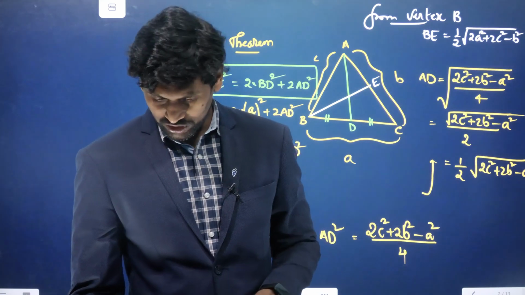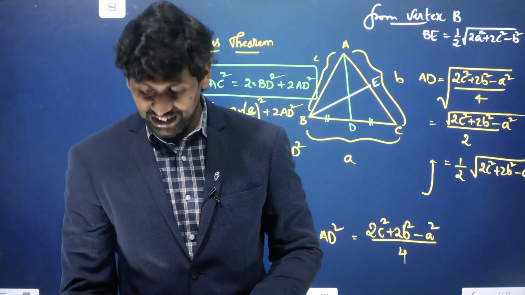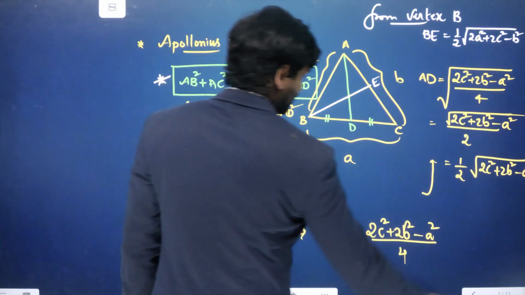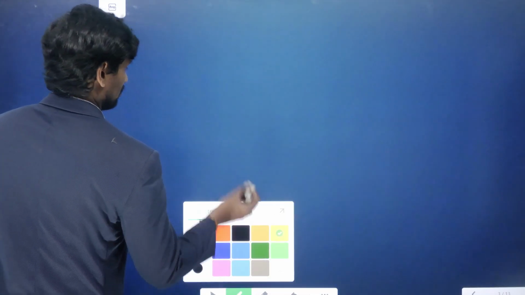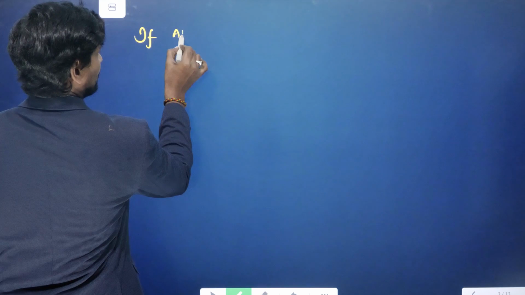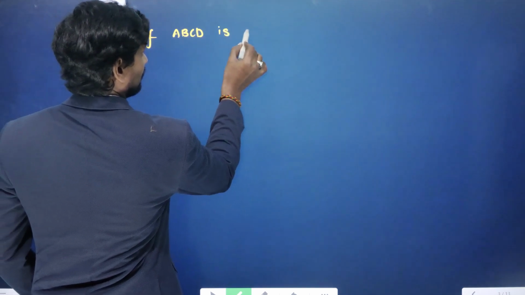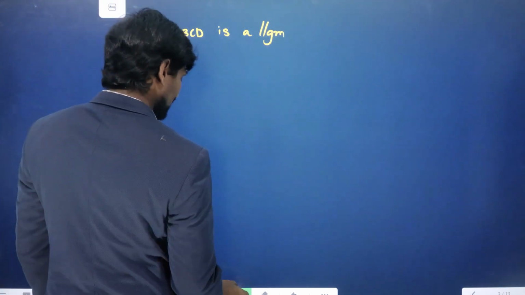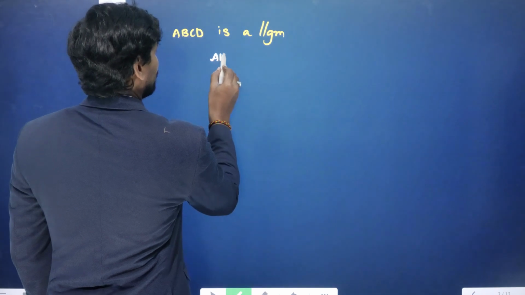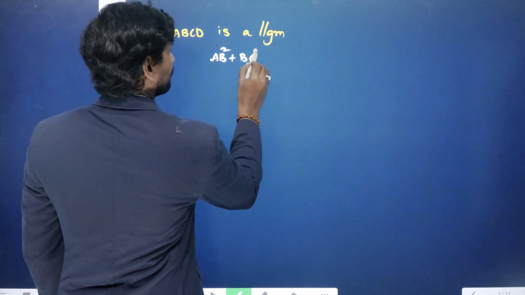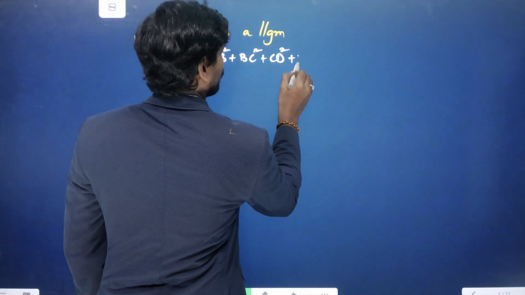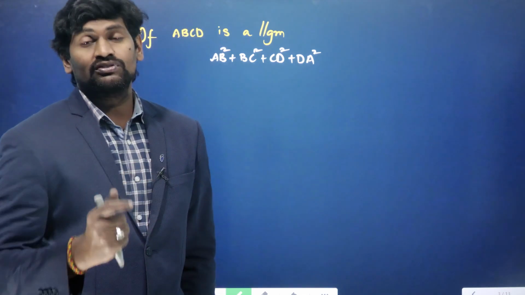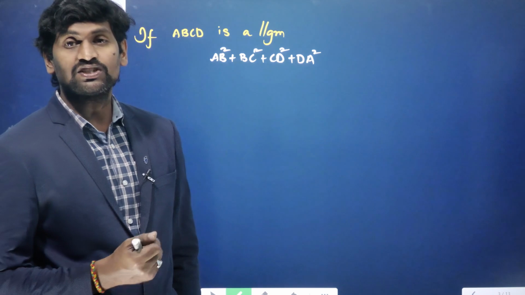Also here one more note point is given, that is, if ABCD is a parallelogram, you should remember the statement: AB² + BC² + CD² + DA². Here AB, BC, CD, DA are all lengths of the sides of a parallelogram.